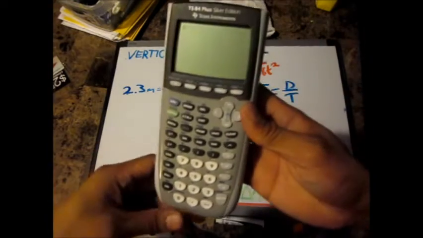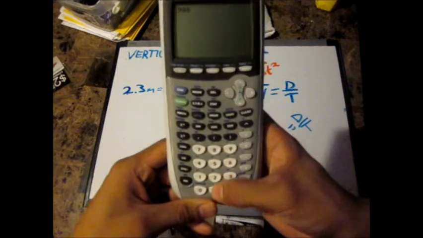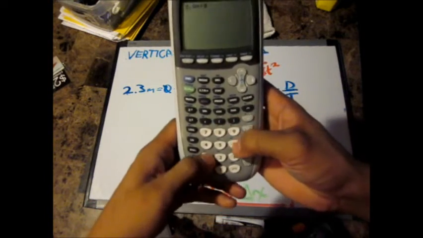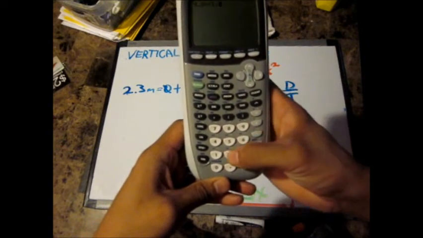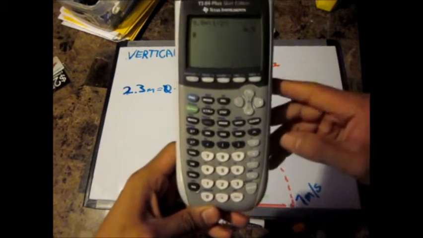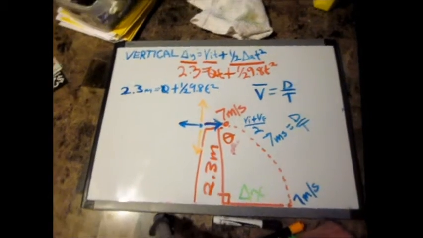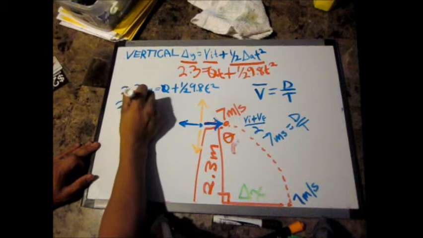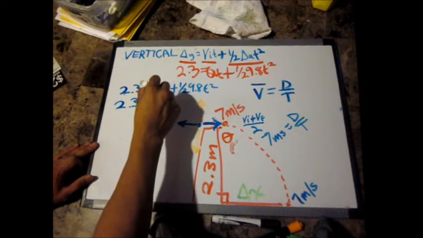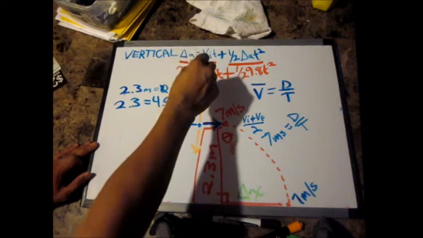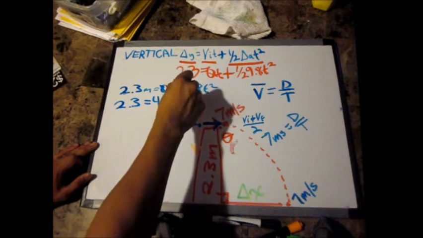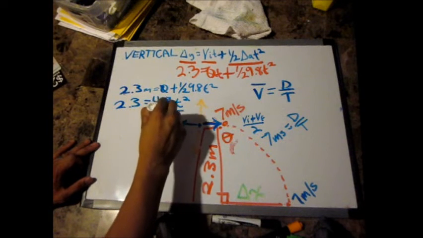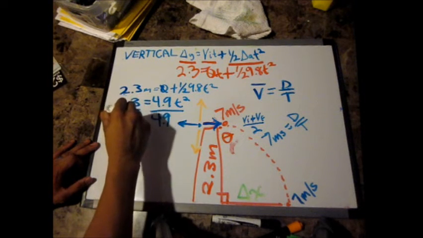And what we're going to do here is 9.8 times 1 divided by 2. And what we get there is 4.9. So, oops, sorry. What we're going to put here is 2.3 equals 4.9 t squared, because I multiplied 1/2 and 9.8. And the next step to isolate the t is to divide by 4.9, divide by 4.9.